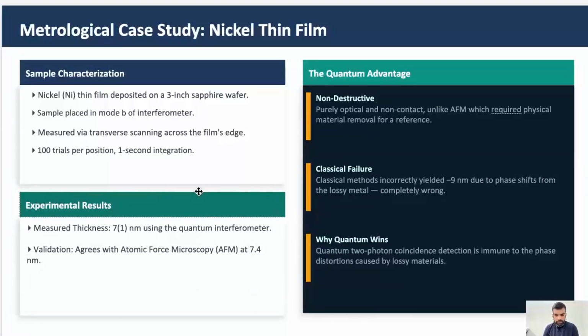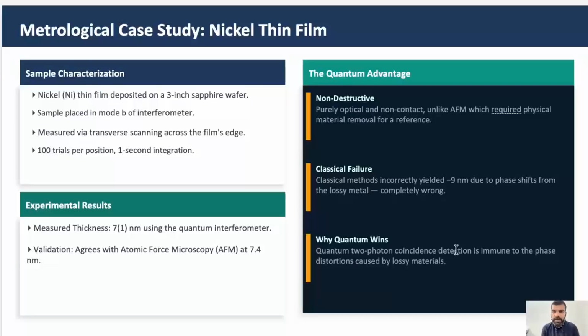So now this is our next slide, which is the methodological study of a nickel thin film. Let's see this capability in action with a real-world practical measurement. The authors measured the thickness of a nickel thin film deposited on a sapphire wafer, a genuinely challenging target because nickel is a lossy material. It absorbs and attenuates light, which is exactly the kind of sample that trips up classical optical methods.